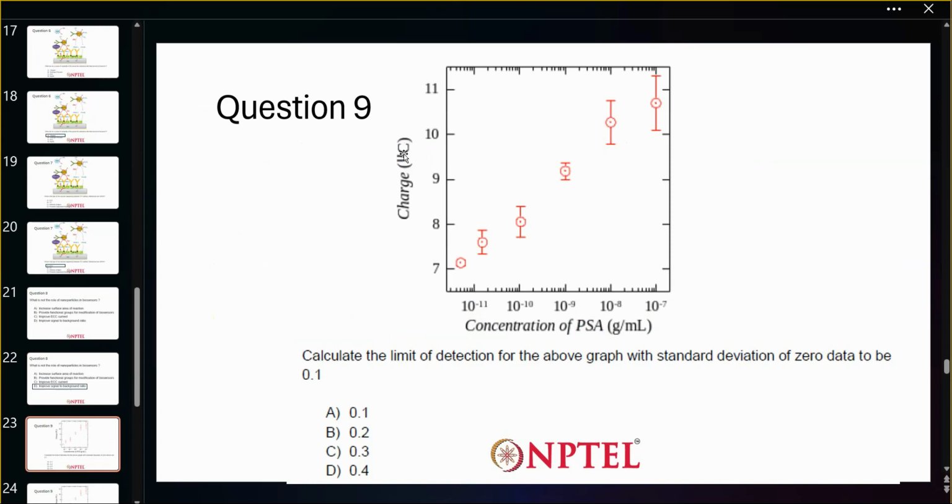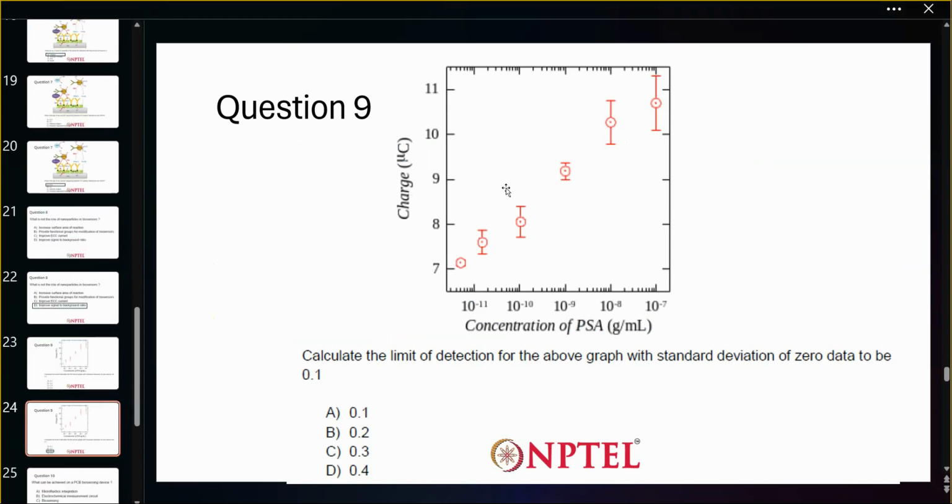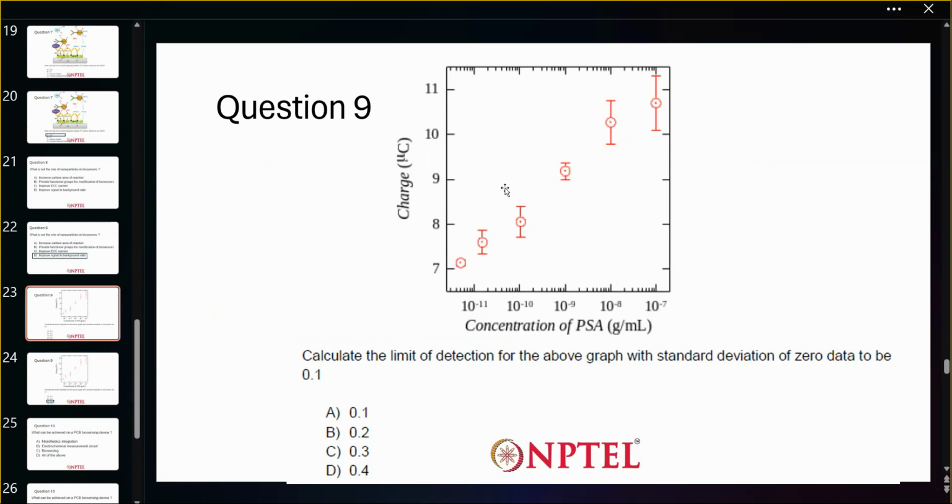This is a very formula based question. Basically the graph is of no use. You just have to calculate the limit of detection for the above graph, with the standard deviation of the blank data being 0.1. The formula for limit of detection is 3 into standard deviation, so that is 0.3.